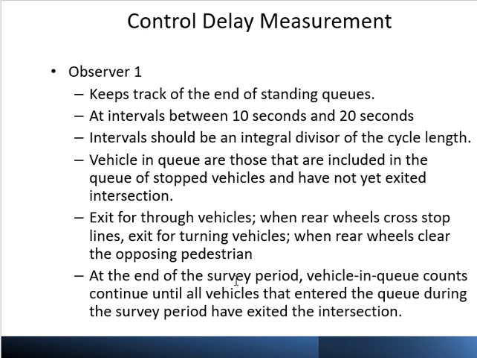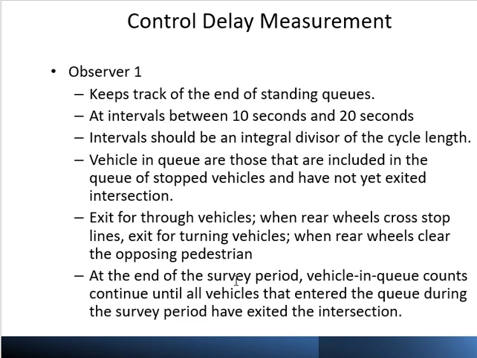How to select the interval? I told you 10 to 20 seconds, and this interval is selected on the basis of the cycle of the signal. Cycle means what? From the start of one red to the start of the next red. So red, yellow, green, yellow, and when the next red starts, this is one cycle.